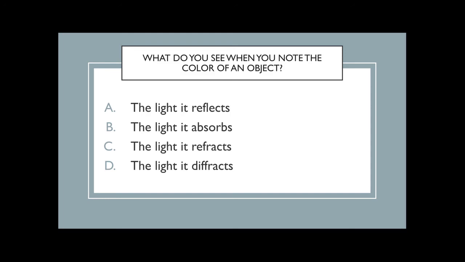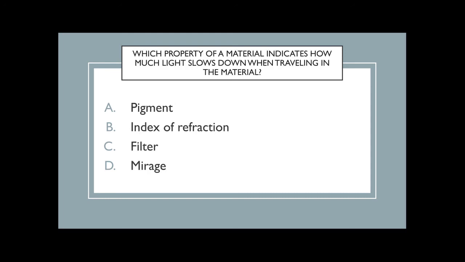What do you see when you note the color of an object? If I'm looking at a red apple, what am I seeing? Is the light being reflected, absorbed, refracted, or diffracted? When I look at a red apple, it's red because of the light that is being reflected. The red wavelength is being reflected. So letter A is the right answer.